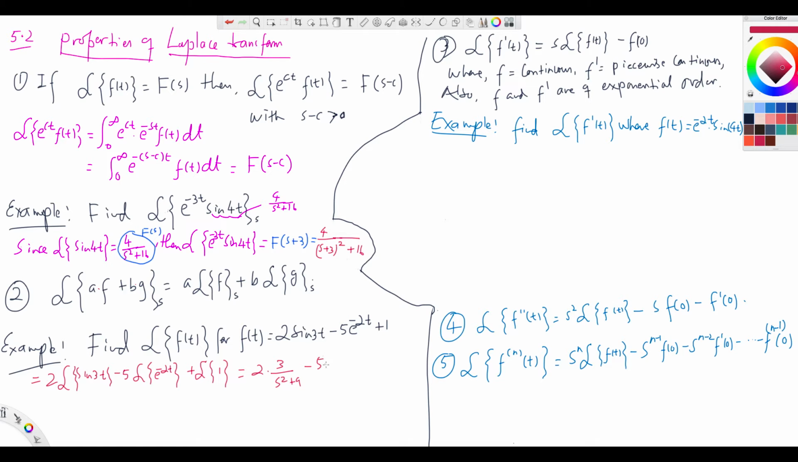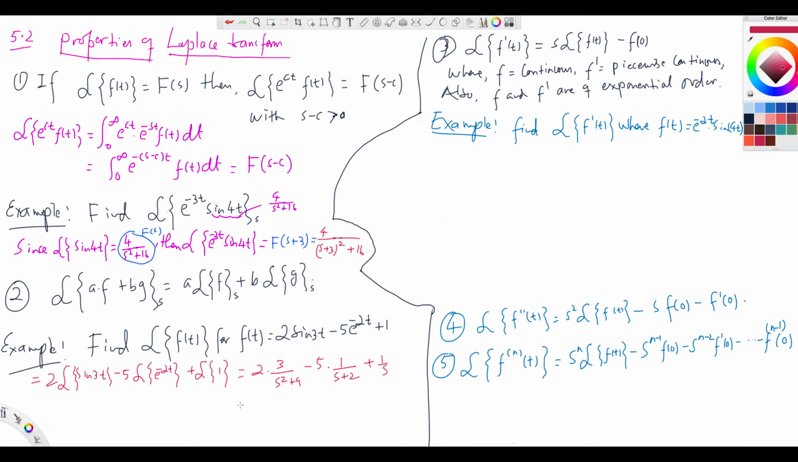Minus 5. What is the Laplace transform of e to the negative 2t? The Laplace transform of e to the at is 1 over s minus a, but here a is negative 2, so it will be s plus 2. And then the Laplace transform of 1 will be 1 over s.